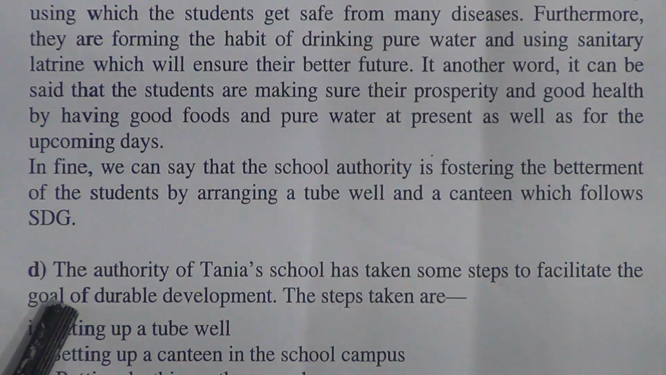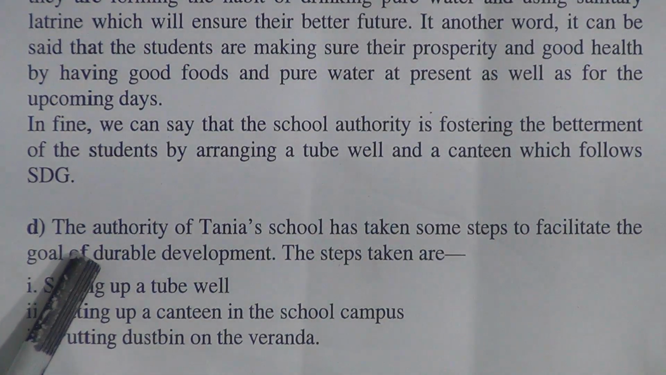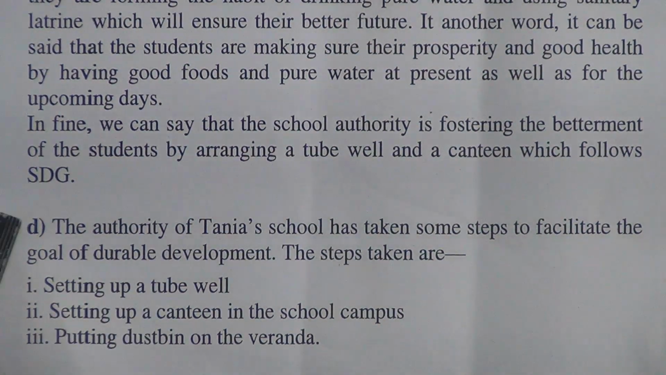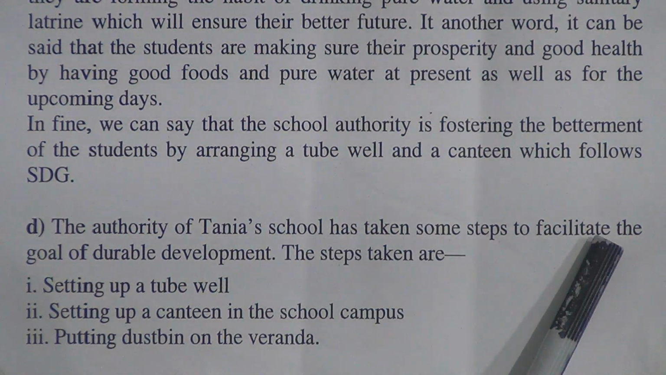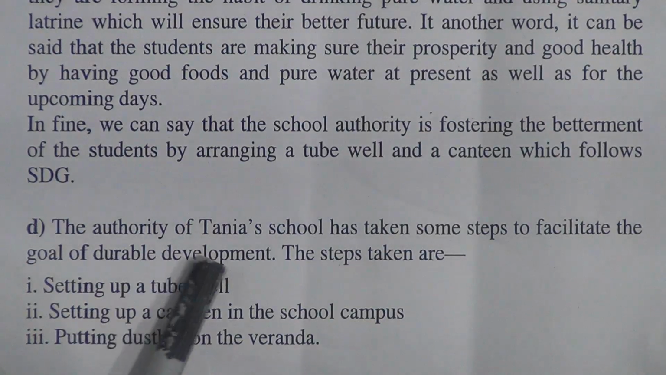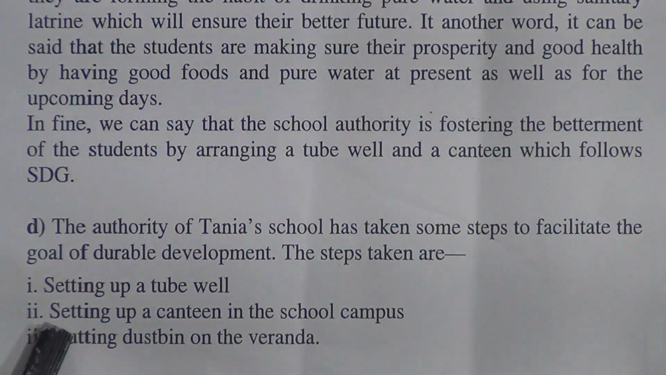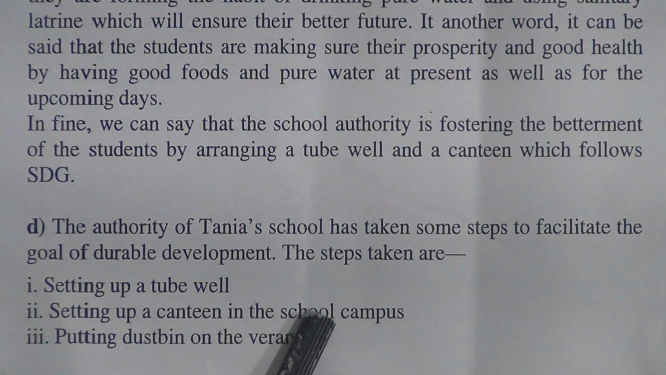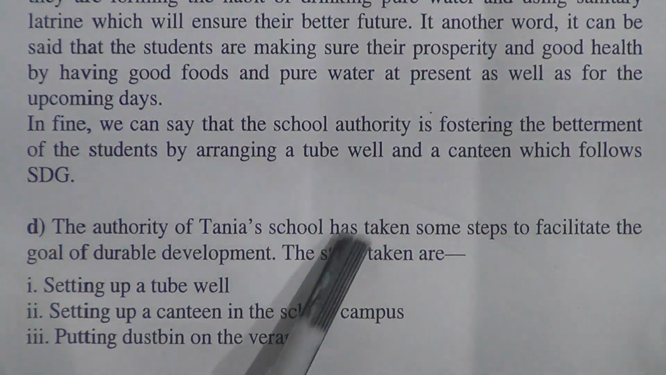Number D question is, evaluate the statement: school activities can accelerate the rate of achieving SDG goals. So our last question answer is number D. The authority of Tania's school has taken several steps to facilitate the goals of sustainable development. The steps taken are: 1. Setting up a tea boil. Number 2. Setting up a canteen in the school campus. Number 3. Putting dustbin on the veranda. We'll move to next page.